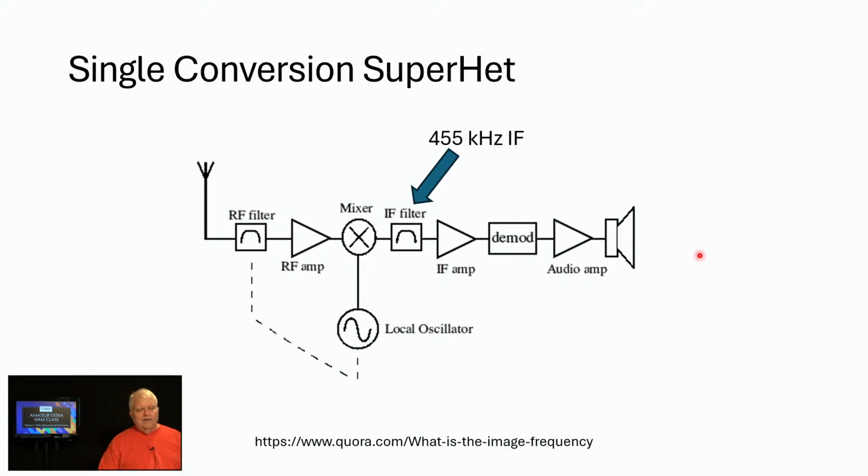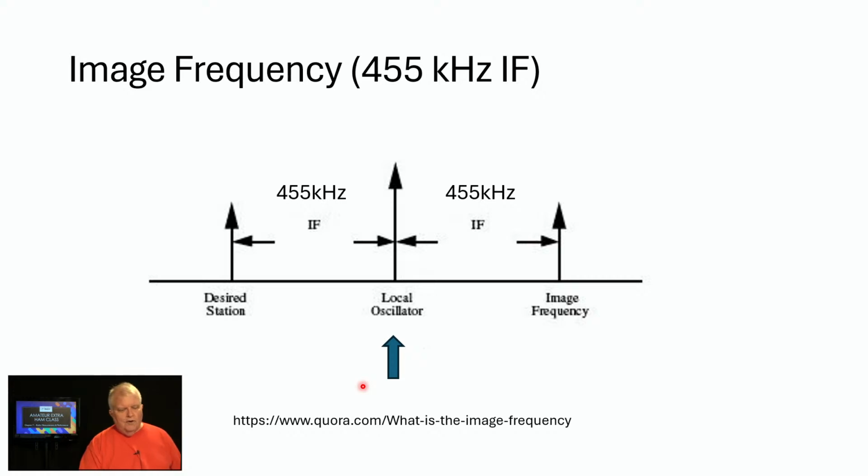That's great, except that in order to get 455 kilohertz when you have a local oscillator, there are two possible solutions. If the desired signal you want to receive is below your local oscillator signal by 455 kilohertz, hey, that works. However, if another signal is 455 kilohertz above your local oscillator, that too will come through. That's called an image, or an image frequency.